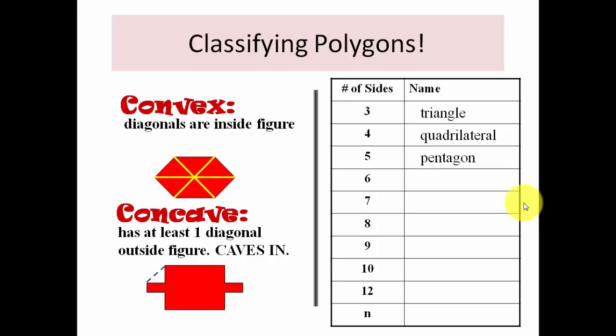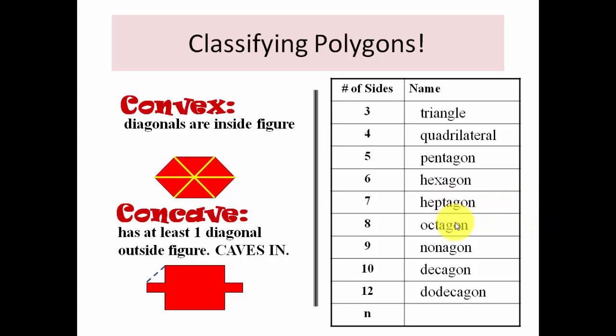A figure with 5 sides is called a pentagon. 6 sides, hexagon. 7 sides, heptagon. 8 sides, octagon. 9 sides, nonagon. 10 sides, decagon. 12 sides, dodecagon.